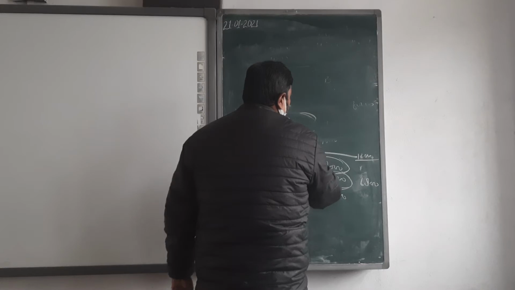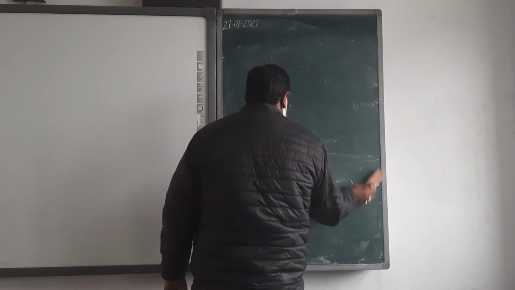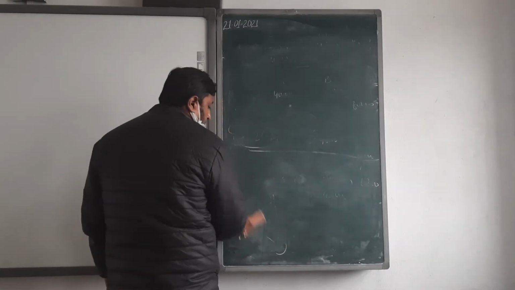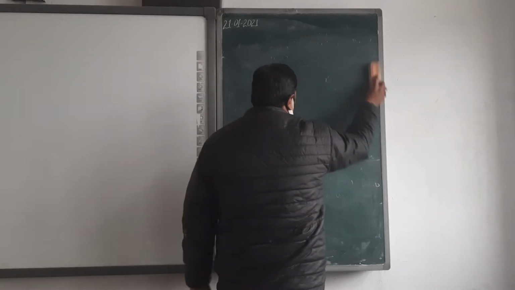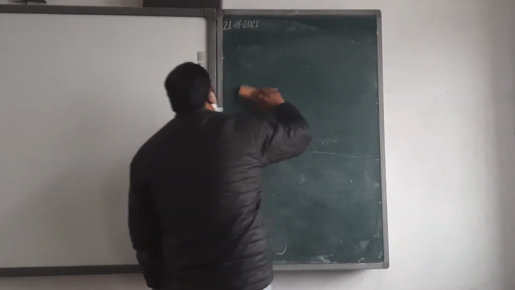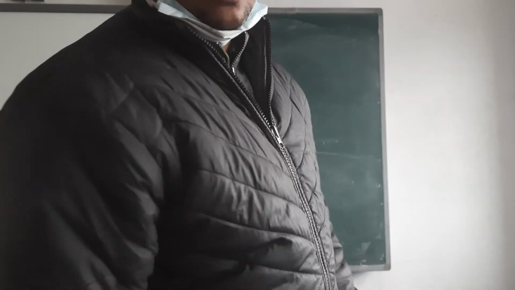A, B, C and D are equal partners. Yes, sir. Okay. It's the first question. Illustration. Go for the question.